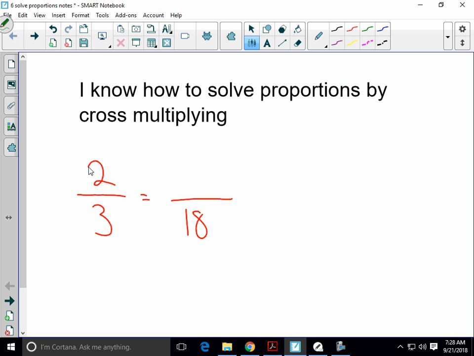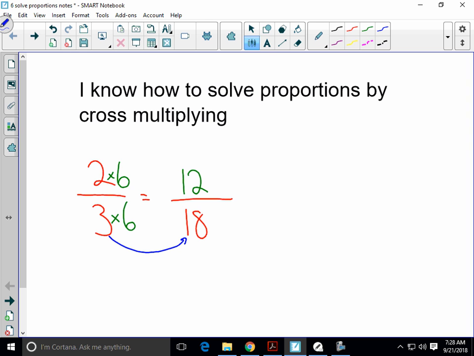So you had to look at the first fraction and ask, how do I get from the first fraction to the second one? What would I have to multiply 3 by to get to 18? So it would be times 6. And if I multiply the denominator by 6, I have to multiply the numerator by 6. So 2 times 6 would be 12. Okay, so this works well for some proportions, because I can see how many times 3 goes into 18.